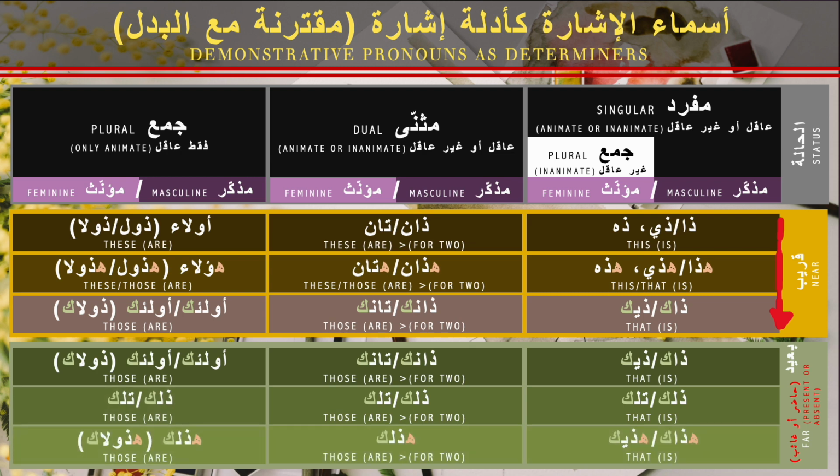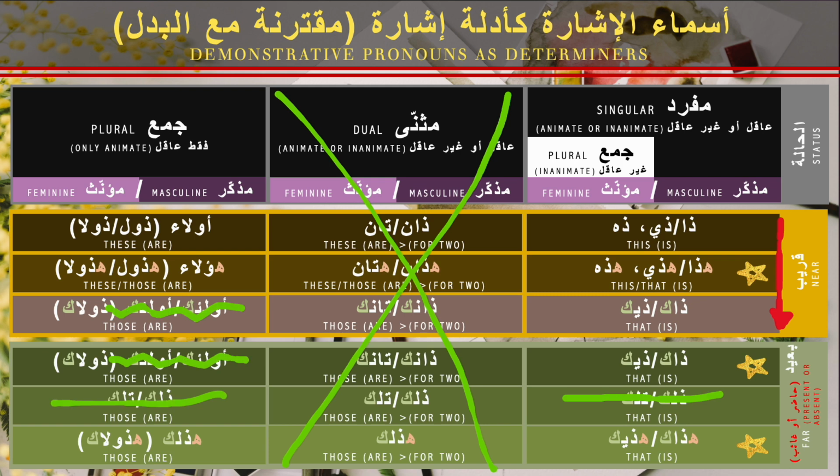Exact same concept for the distance, for the singular, dual, plural, masculine, feminine, animate, inanimate, and the same points about the dual: it is not used anymore in the spoken dialects. The starred ones are the ones highly used in today's spoken dialects, and the ones scrubbed are only in modern standard Arabic. So let's go to the examples. But before that, we have a quick note.